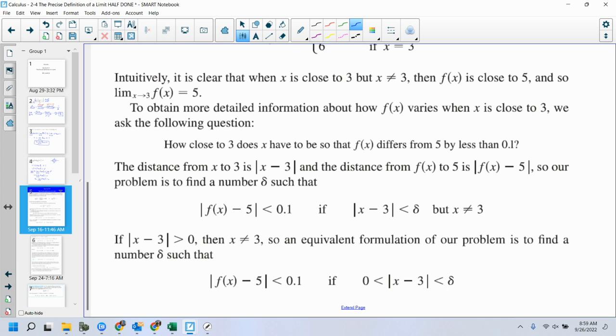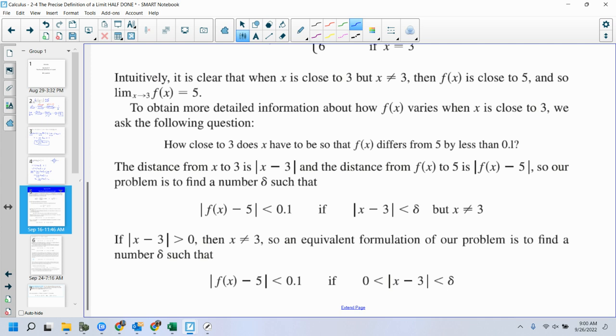Okay? So what we're saying here is that we, or the book, are going to decide how close we want it. If we say it can be 0.1 away from the final value, that's your epsilon. What are the corresponding x values that are going to make that true? And the difference between x and your limit as x goes to, say, 3 in this case, that's your delta.